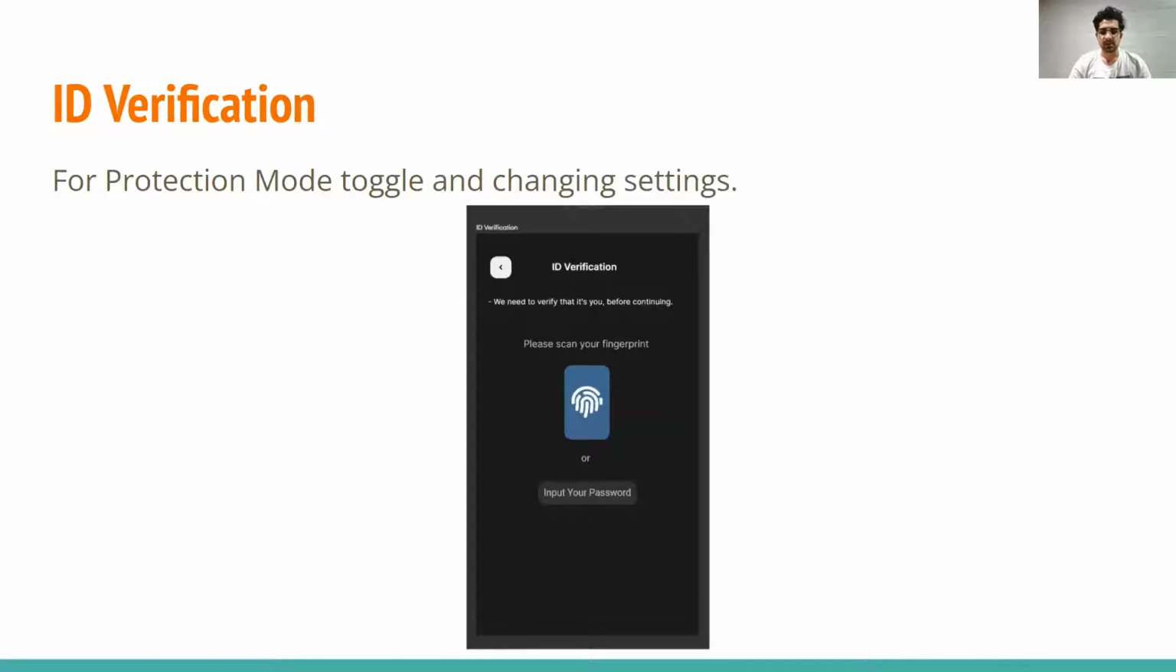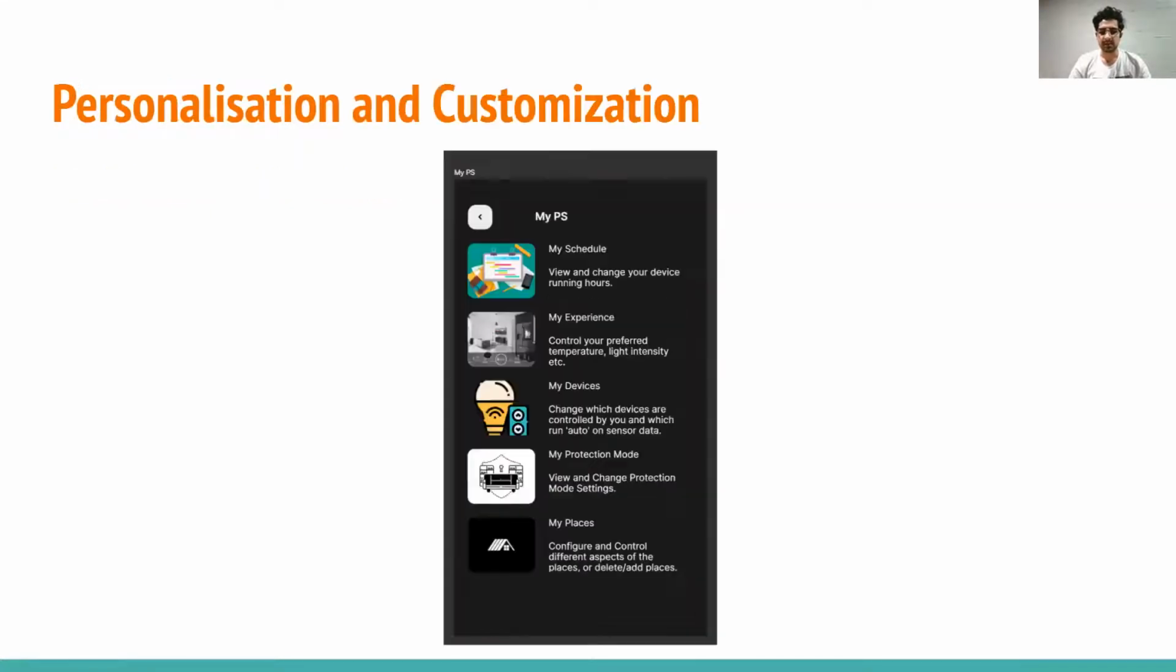So this is the ID verification through fingerprint, or you can just input your password. This screen is for when you want to change your personalization settings, or if you want to turn the protection mode on or off. Next slide. So this is the personalization settings I was talking about.